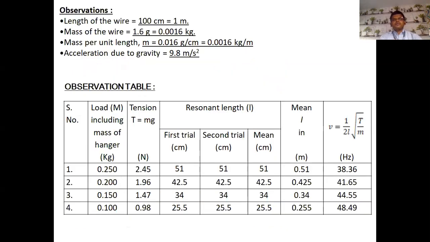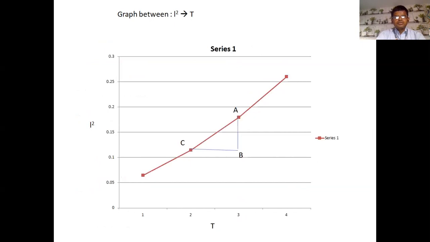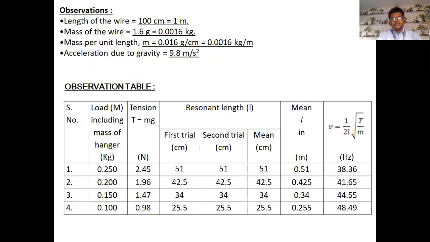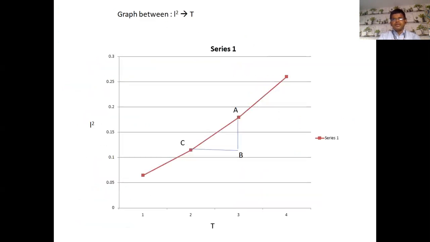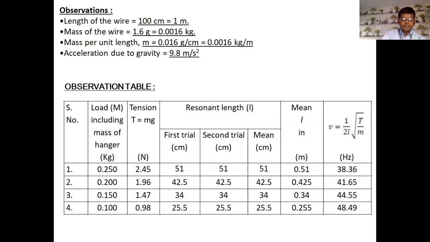Now after we retain the last column, you fill up the values and after that the graph. So this practical has one graph, L squared versus T. Regarding this, in the last two columns you convert the length value into L squared, and this value should be written on the y axis. On the x axis, you have the value of tension, T.